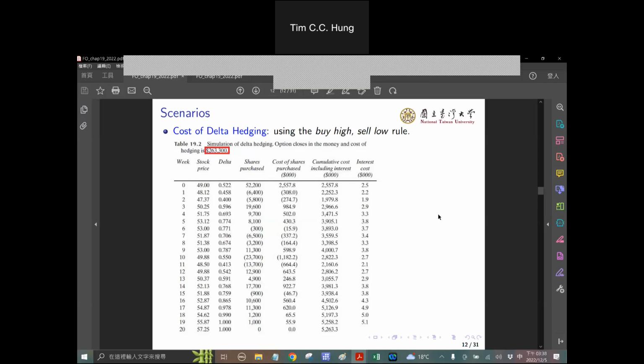On week 2, we sell some more shares, because the delta also decreases. Week 3, we want to have 59,600 shares of the underlying assets, so we buy some more back once again.